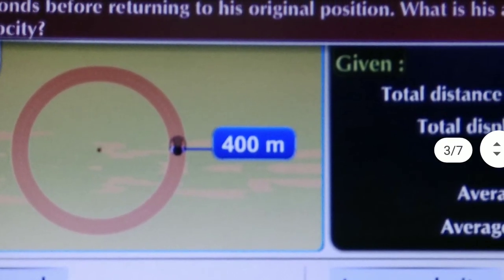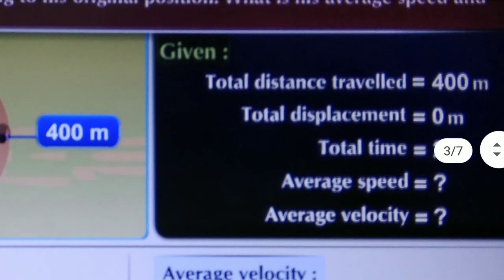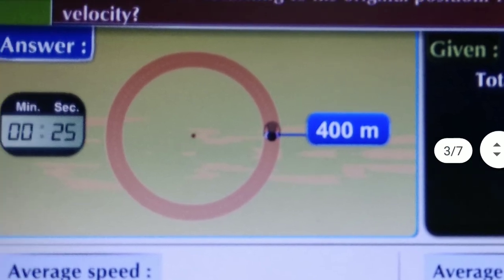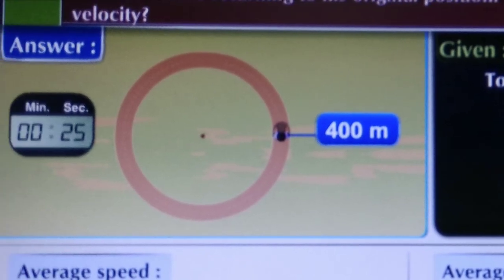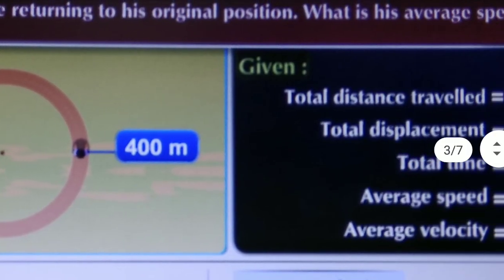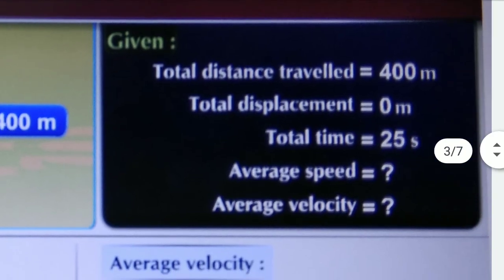First, what is given in this example? The total distance traveled by the athlete is 400 meter. Total displacement is 0 as he returns to his original position. Total time taken for this travel is 25 seconds. We have to find out the average speed and the average velocity.